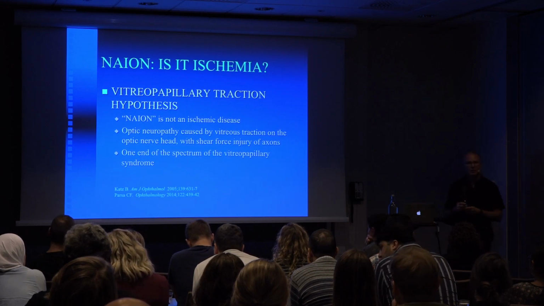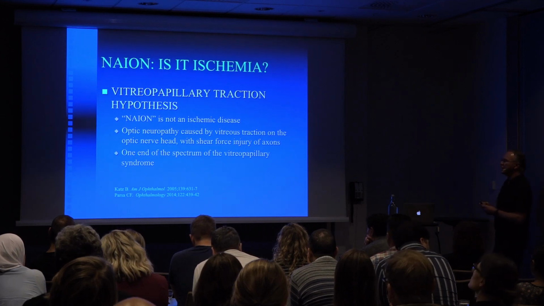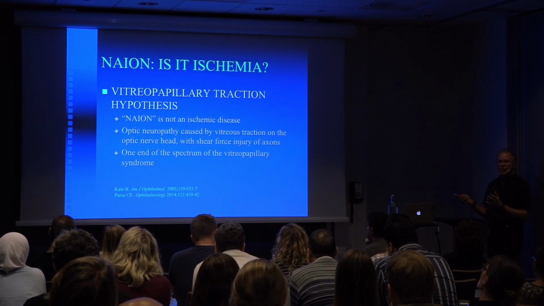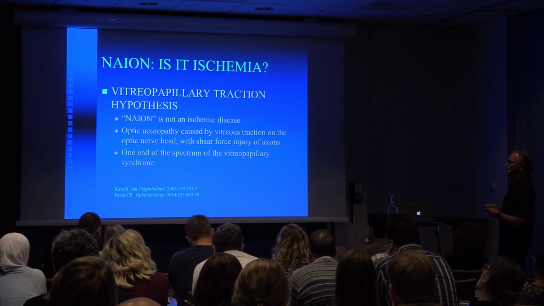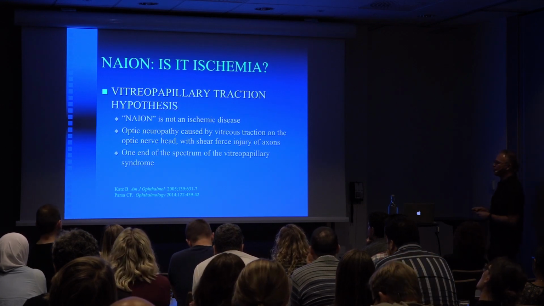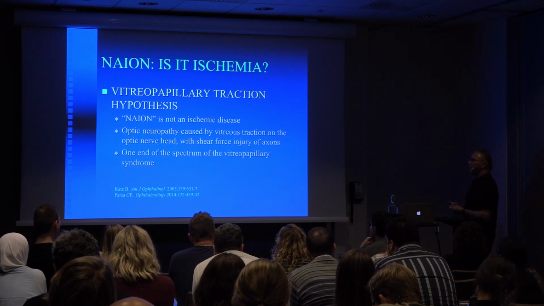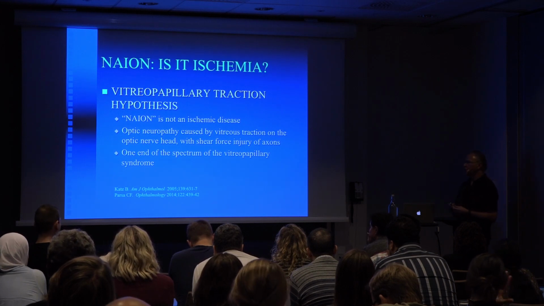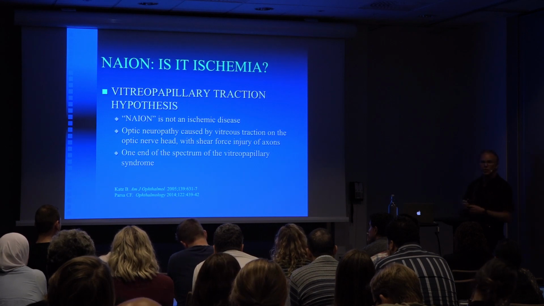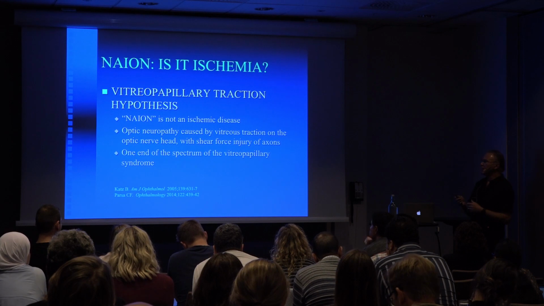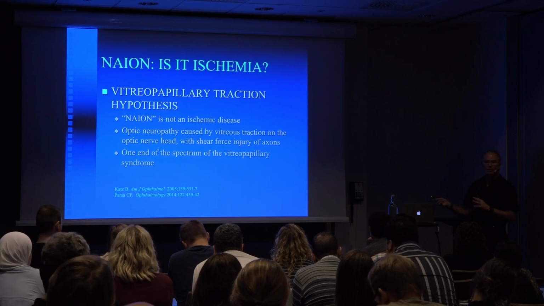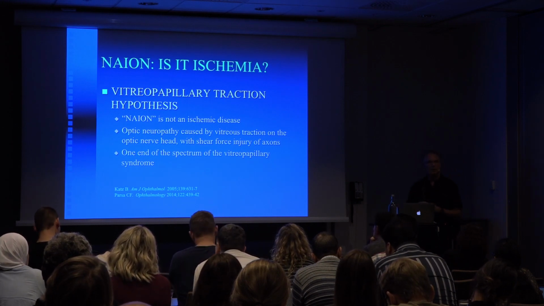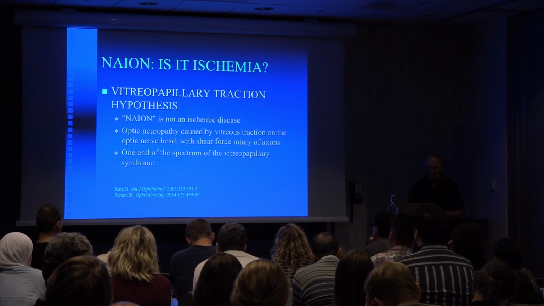There's one that doesn't make much sense to me, and this has been proposed in the last few years. The proposal is, from Dr. Parsa primarily, that it's not an ischemic disease at all, not venous, not arterial. It's traction related to vitreopapillary traction, and the optic neuropathy is caused by vitreous traction on the optic nerve head with a shear force of injury of the axons. He kind of puts this forward as one end of the spectrum of the vitreopapillary syndrome, which is a little bit different than that. But the hypothesis is it's not an ischemic event at all, it's something else. That ignores a lot of data out there. I'm going to show you some of the data supporting ischemia as the cause. But it's out there. I'm not a believer in it.